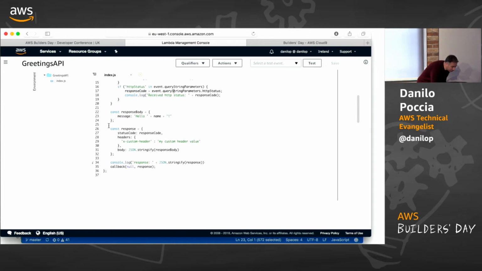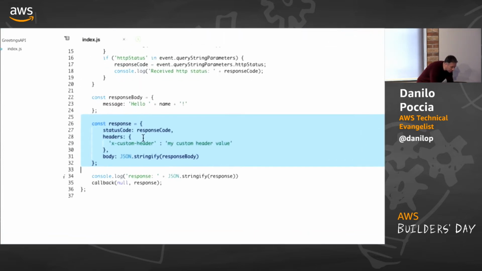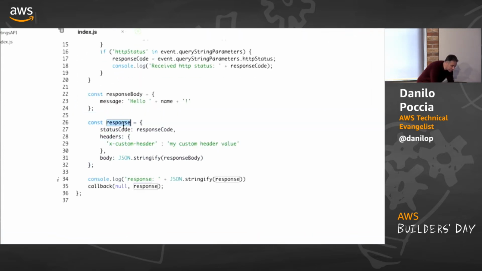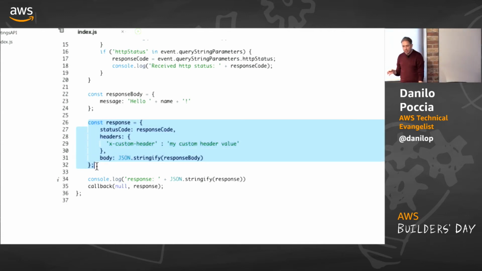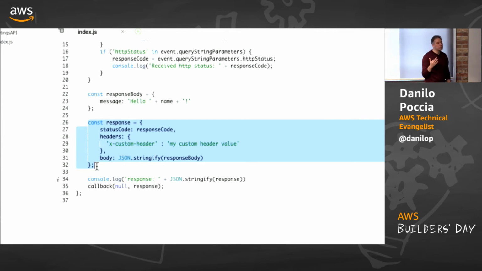And again, if you want to be compliant with the API gateway, you must send a response that contains the status code. I add a custom header just for fun, and the body that is my hello body that I build. If you don't send this exact format to the API gateway, you will receive a 500 error from the API gateway. So this is one of the most common errors that you can find when you start playing with this technology.